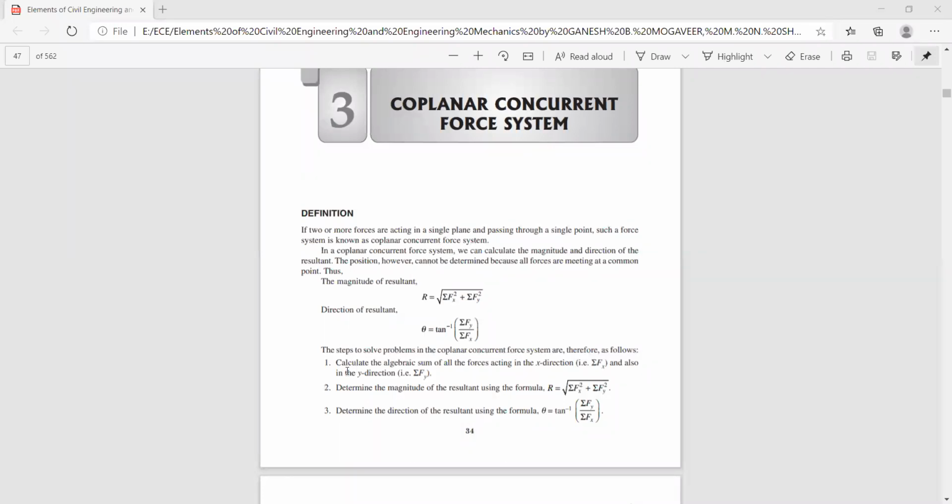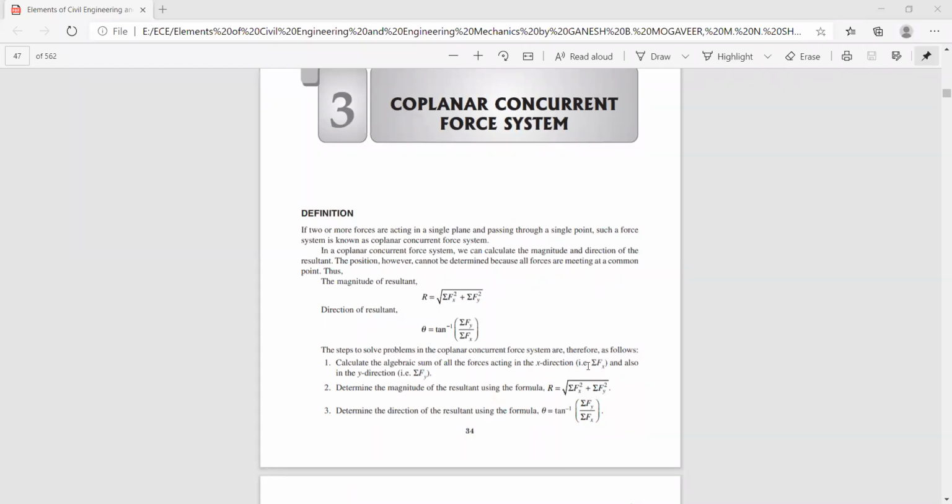So now the steps to solve problems in the coplanar concurrent force system are as follows. First, calculate the algebraic sum of forces acting in the x direction. We can call it sigma F of x. That means the algebraic sum of all the forces acting in the x direction, and also the algebraic sum of all the forces in the y direction. So you can call them sigma F of x and sigma F of y.